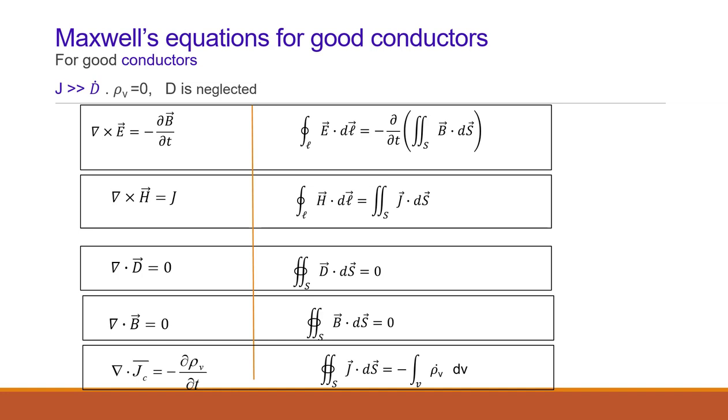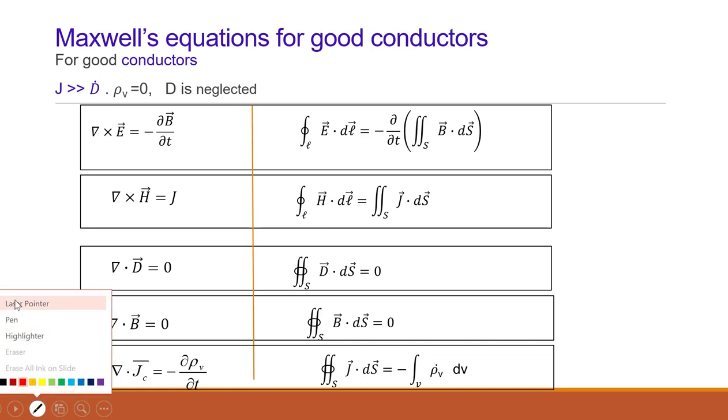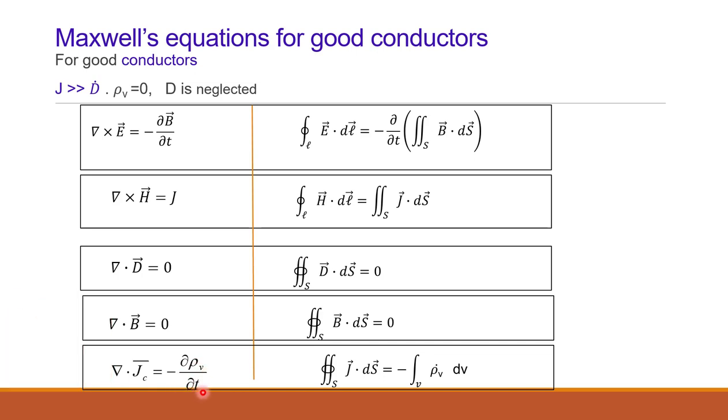And in the fifth equation, del dot Jc bar, the conduction current density, is equal to minus dou rho v by dou t. But since rho v we have considered 0, it will become 0. So this del dot Jc should be equal to 0, and hence the closed integration of J dS, which is equal to minus the volume integration of rho v dv, should also be equal to 0. So this completes the fifth equation, and it is valid for good conductors.